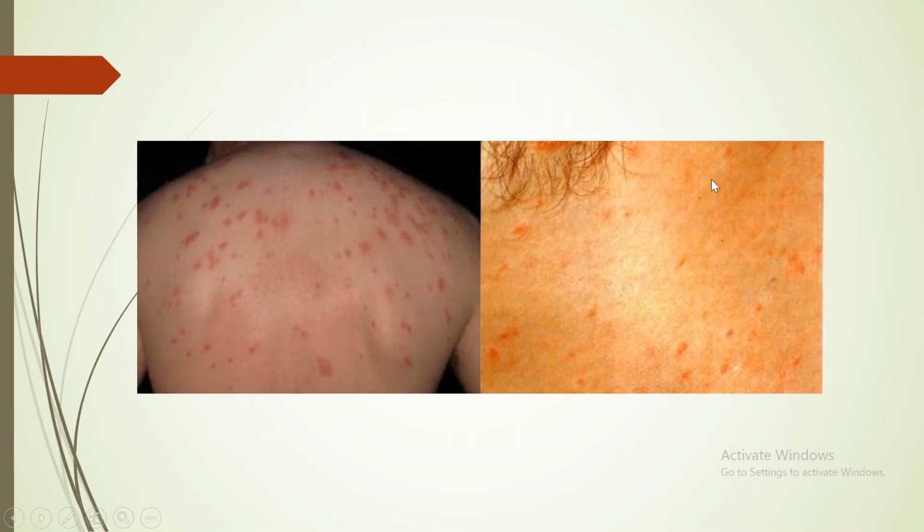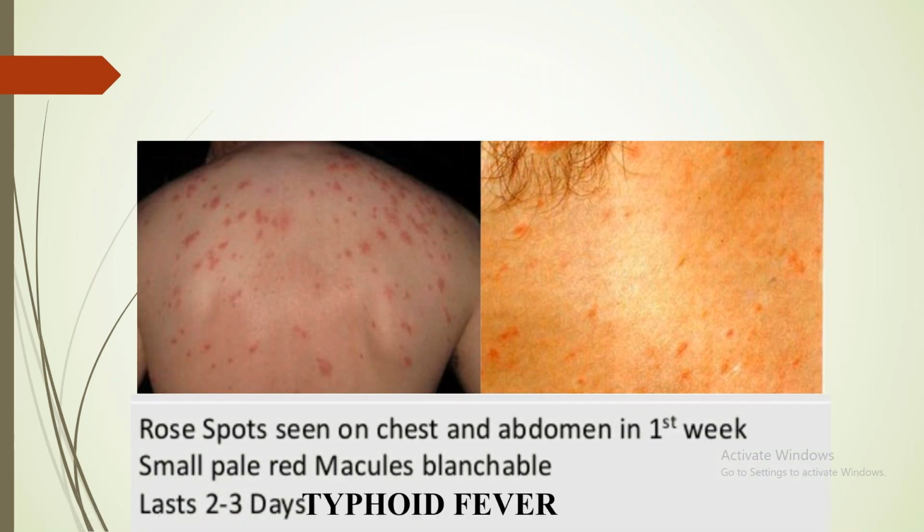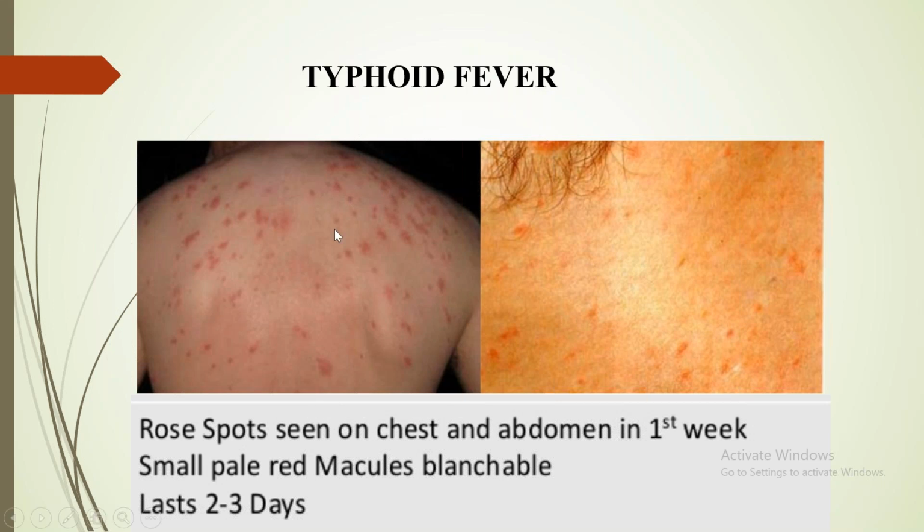Now, what are these rashes? So these are, if you can see, small papular lesions, and they can occur in typhoid. These are rose spots. They can be appreciated on day 7 of typhoid fever, and they are very pathognomonic. If you get them, you are very sure that yes, this fever is typhoid fever.